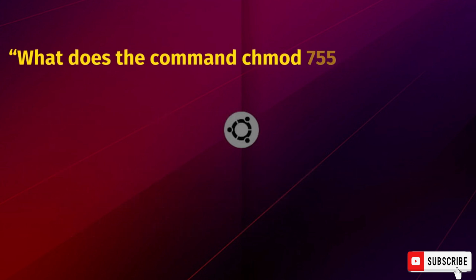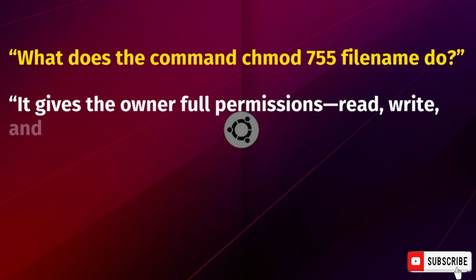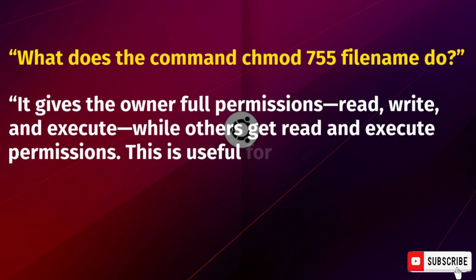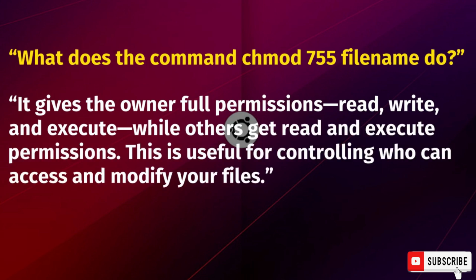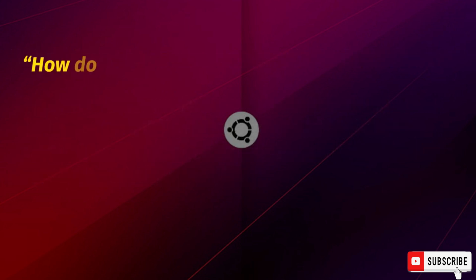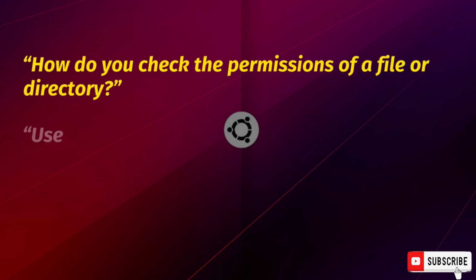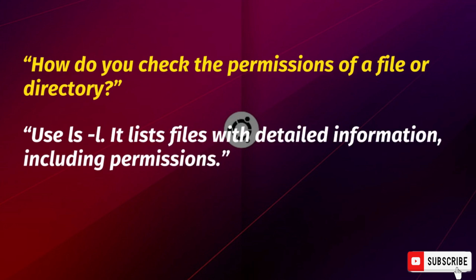What does the command chmod 755 filename do? It gives the owner full permissions: read, write, and execute, while others get read and execute permissions. This is useful for controlling who can access and modify your files. How do you check the permissions of a file or directory? Use ls -l. It lists files with detailed information, including permissions.